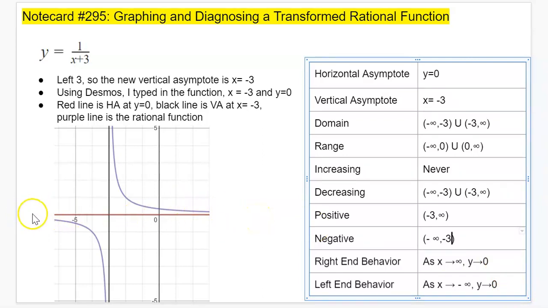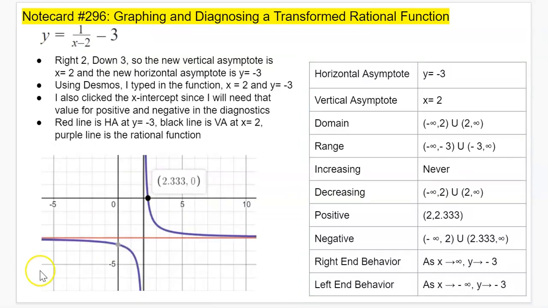As x goes to negative infinity, y goes to 0 as well. Pause me, rewind me, whatever you need to do, but finish up note card 295. All right, we got 2 more note cards. We're almost there. So note card 296, what about this one?